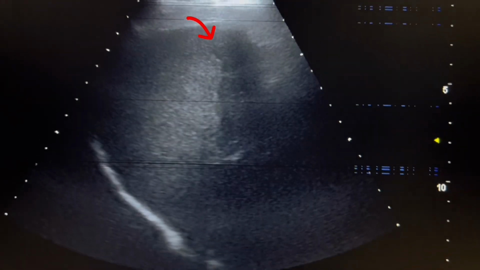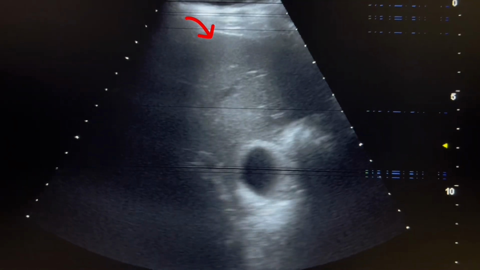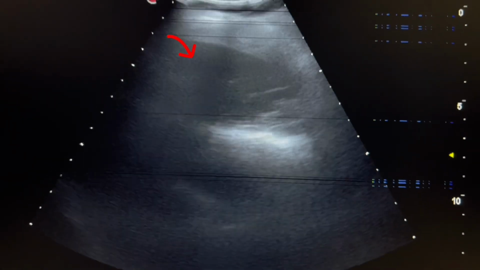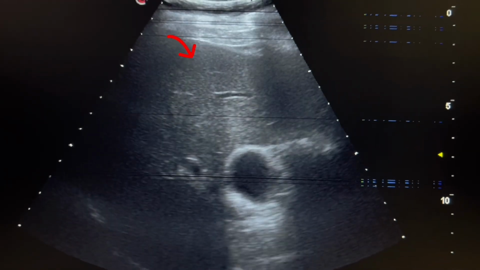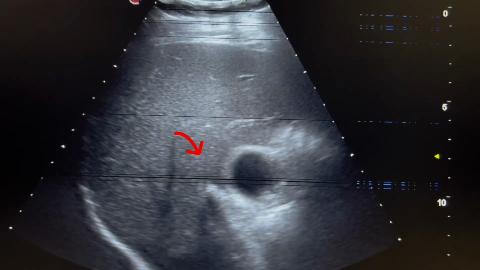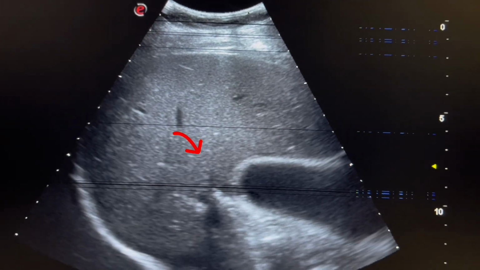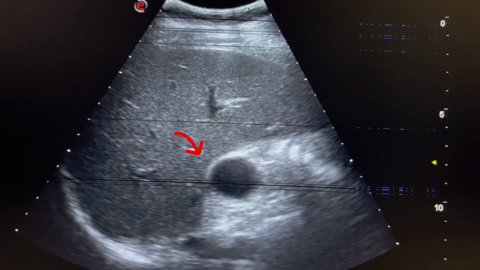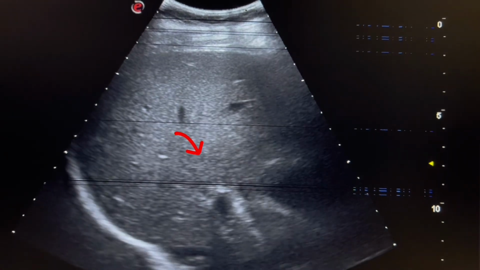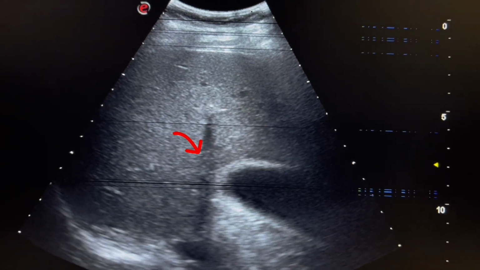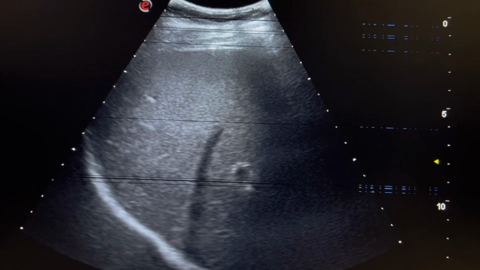The liver is normal, no mass lesion present. The intrahepatic biliary channels are also not dilated. Now, how we will write the report.